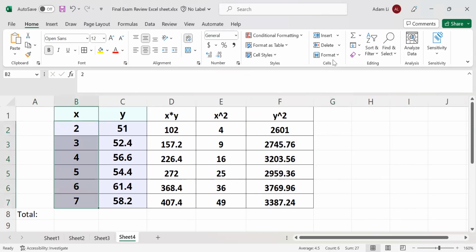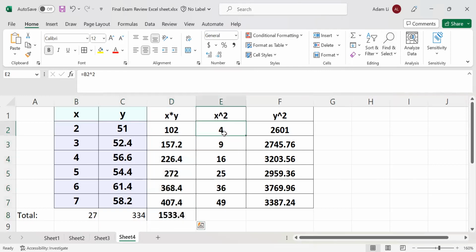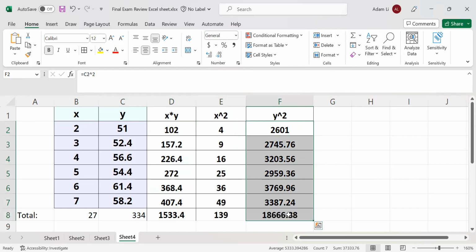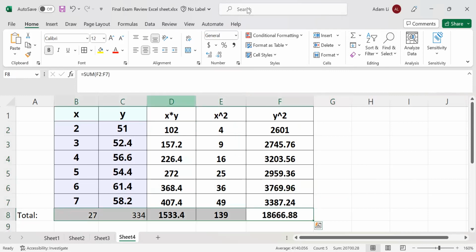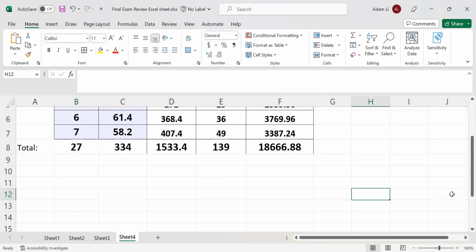And let's get total of X, 27, which should be good. But Y, 334. Total XY is 1533.4. Total X squared, 139. Total Y squared, and that now has 2 decimals here. So resizing does help a little bit. We don't skip all those decimals. Now same thing, I'm going to format this center 14 here. So we're using 14. Now let's get the summarized.